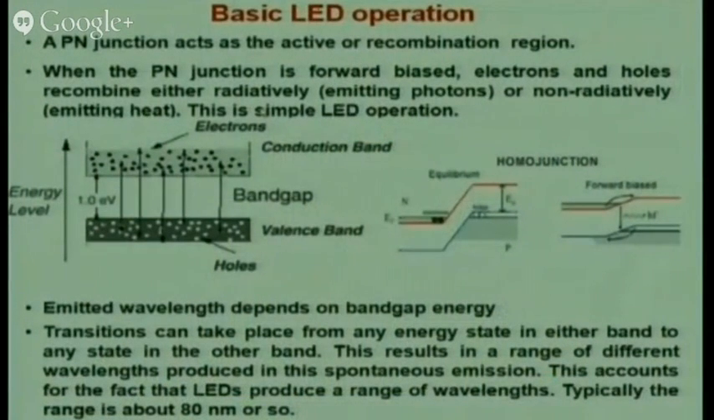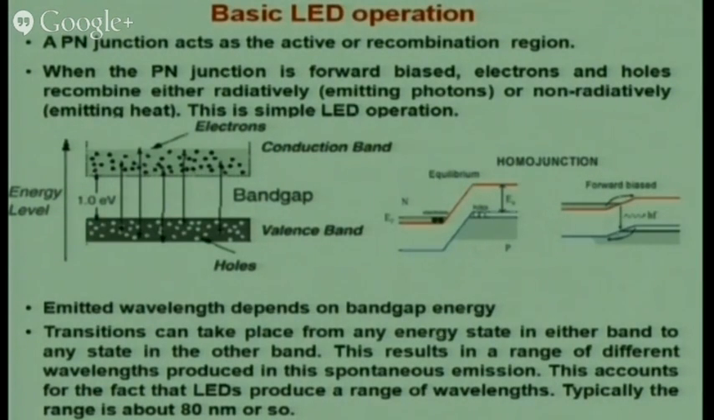Not all electron-hole recombination will produce light output. It can also produce heat. I call it radiative when it produces light output, and non-radiative when it produces heat, a phonon. So this is basically a simple LED operation. We need a PN junction diode, which is forward biased to push the current across the junction, and then the electrons and holes recombine and produce the light output.